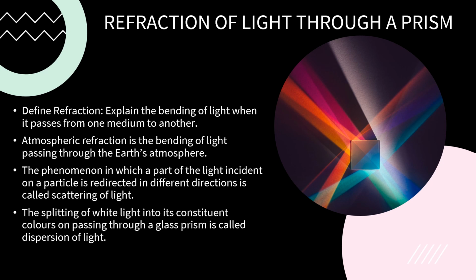Now let's see about the refraction of light through a prism. A prism is a transparent refracting medium bounded by at least two lateral surfaces inclined to each other at a certain angle. It has two triangular bases and three rectangular lateral surfaces. The angle between two lateral surfaces is called the angle of prism.